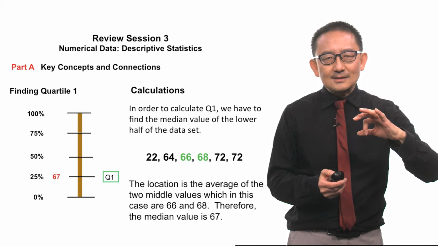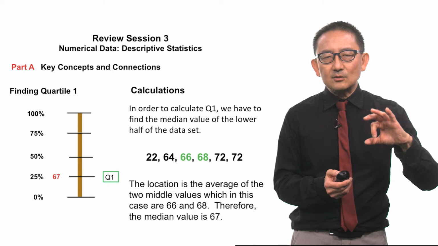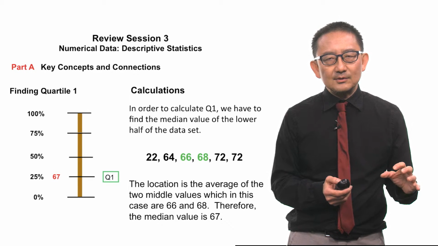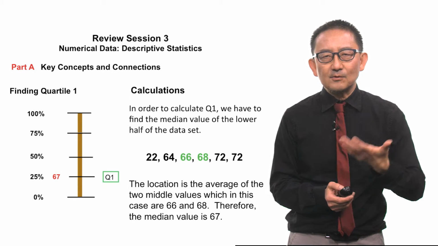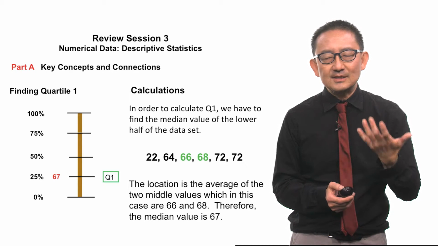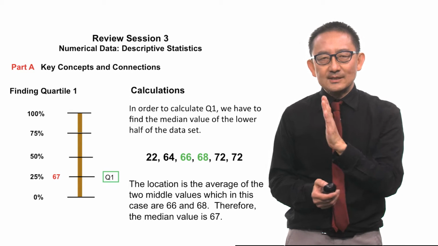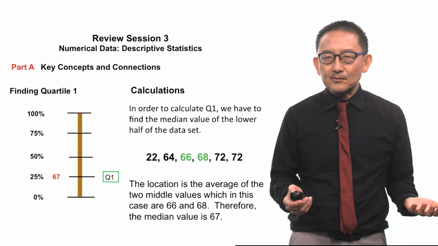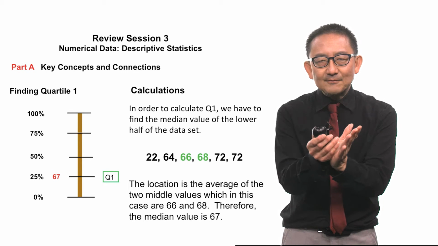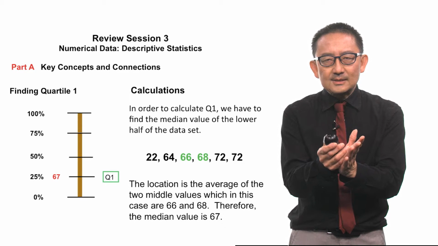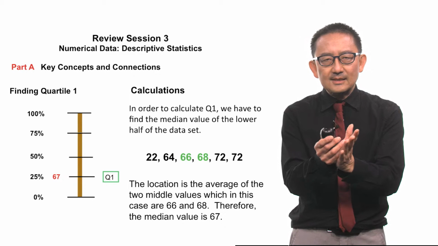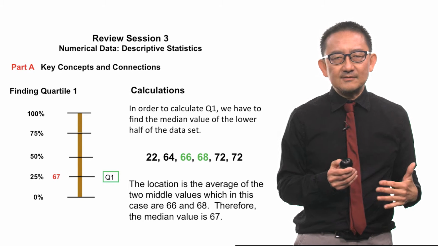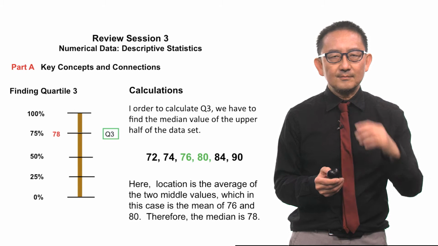Now, the next task is to find the quartile 1. If we take the lower half of the numbers, in this case 22, 64, 66, 68, 72, 72, and we find its median, we will find then what is quartile 1. So as we've done before, it's the same process. We take the average of the two center values, in this case 66 and 68, and quartile 1 will be 67, as marked on this graph.